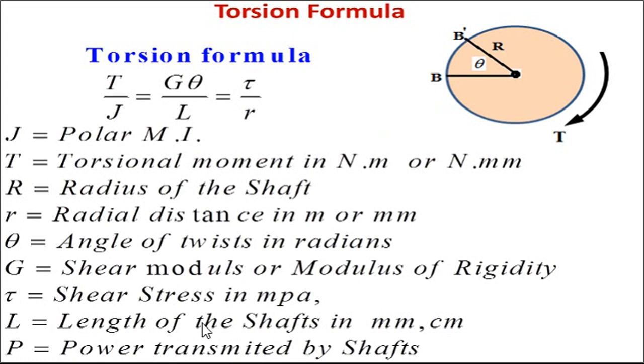This term tau. L is the length of the shaft in meter, centimeter, mm. According to the other terms in the equation, you have to use the unit for the length. Where P is the power transmitted by the shaft. Okay, that P is the power transmitted by the shaft, and normally power is measured in watt or kilowatt. 1 kilowatt is equal to 1000 watt. According to the problem, you can use the equation. So we have discussed the torsion formula or torsion equation.